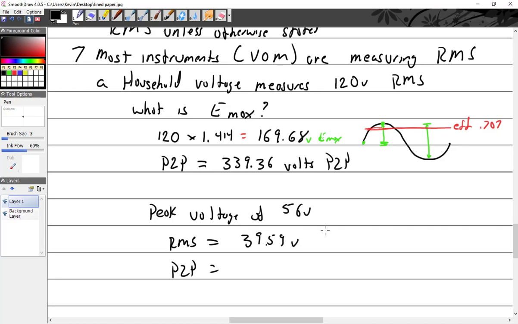Everybody get 39.59 volts? The reason why is because it's 56. I just told you it's 56. Is that effective or max? That's max. So it's 56 times 0.707 equals 39.59. And peak to peak would be times 2, which is 112. It's not this times 2. It's not 39 times 2. It's 56 times 2.